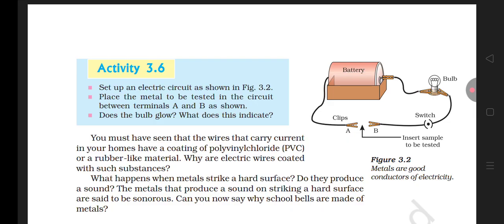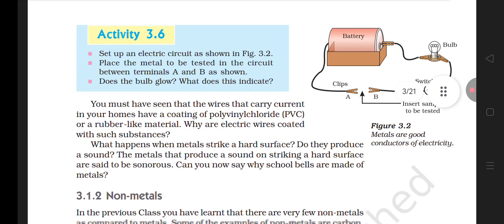Can you now say why school bells are made of metal? Exactly, dear students. School bells are made of metal because what is the use of a school bell? Basically, when periods get over, the school bell rings. Now, why does the school bell ring? You must have read the mechanism of the school bell in your class 8 book. Something like a metal ball hits the bell again and again. Because the bell is made of metal, when something hits the metal, it produces sound. That sound again and again tells us that the period is over. So basically school bells have hard metal surfaces so that they can produce sound.